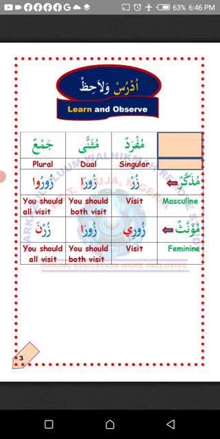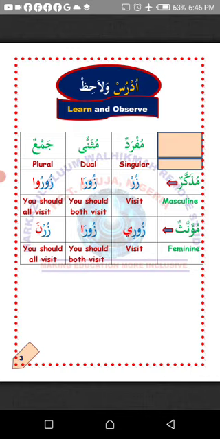Then we talk about muzakkar. Mudhakkarun, masculine. This is a word in Arabic that represents a male person or a male object. Just like the verb zur can only be used to command a single male person to visit.